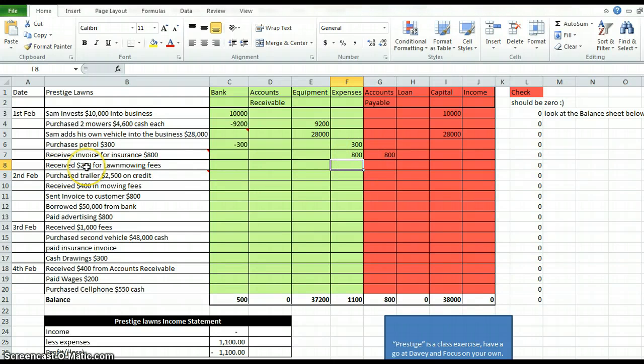Received $200 for lawn mowing fees. So we've got cash in finally. $200 for fees. And lawn mowing fees is income. So add $200 to income. And note that income happens here as well.